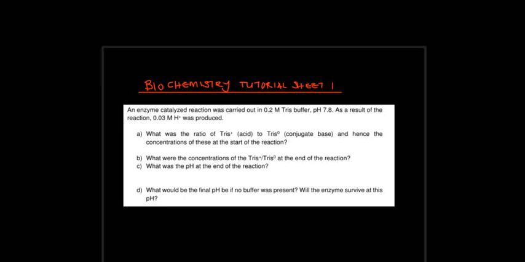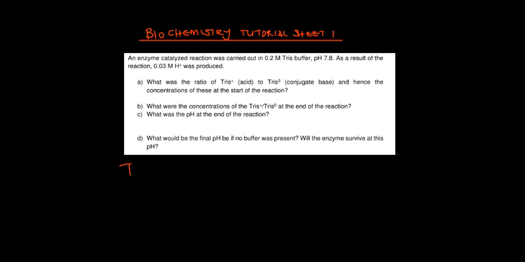So this would have meant that we had a Tris acid plus some sort of a base, which can be water, a weak base, to produce the Tris conjugate base plus the hydrogen ions.